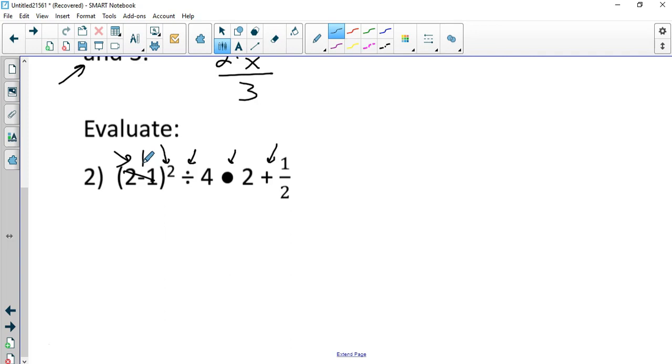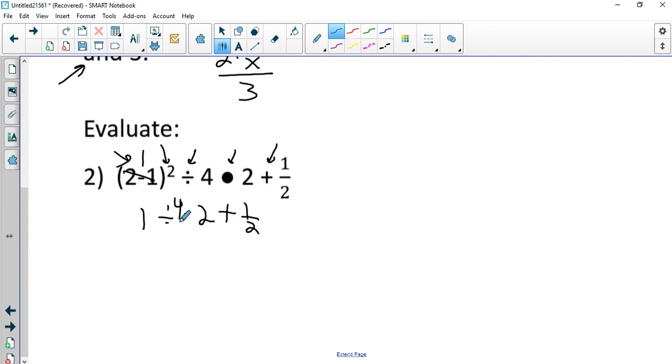Now after parentheses, I do exponents. So 1 squared, that's easy enough. That's still just 1. So that simplifies to 1 divided by 4 times 2 plus 1/2. I said 4, but I didn't write it, did I? So 1 divided by 4 times 2 plus 1/2. Okay. So we have division, multiplication, and addition.